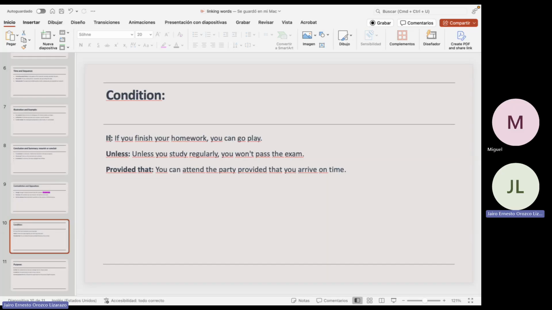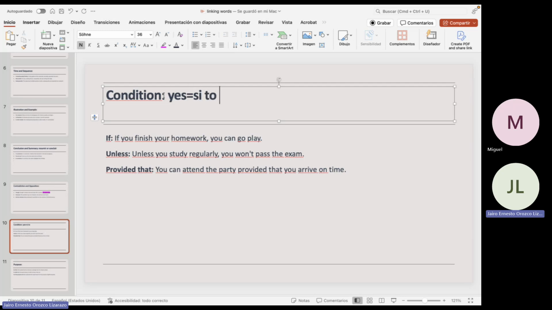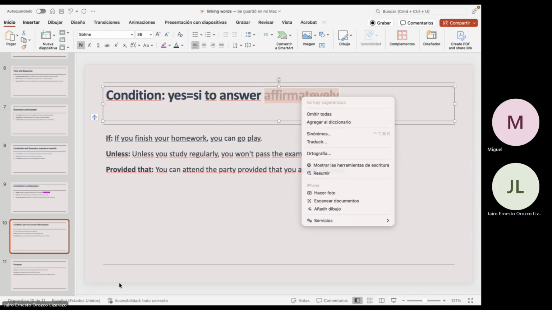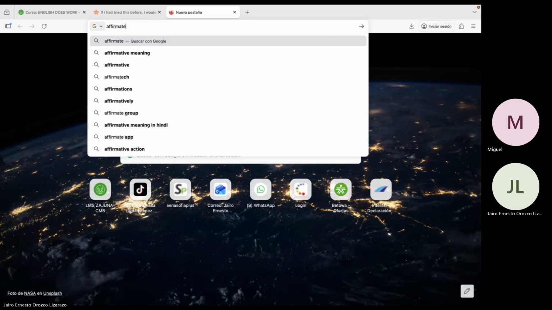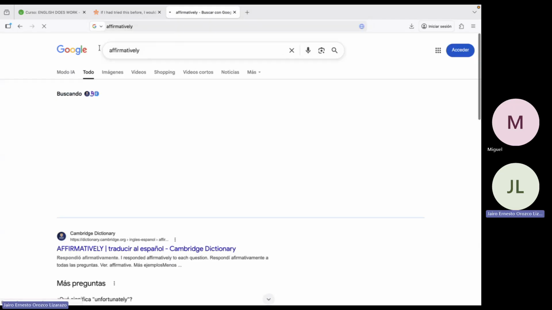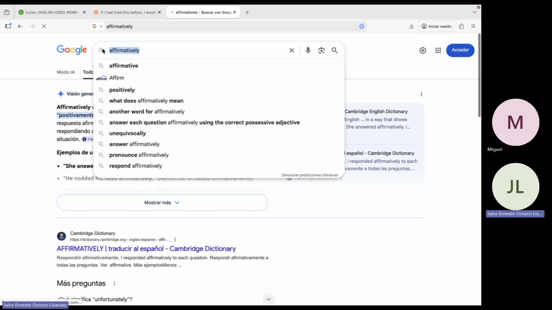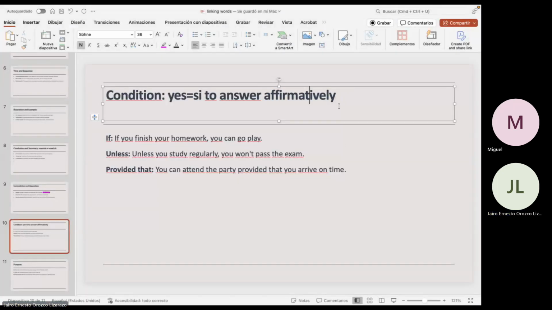Condition. If, okay, is not the same as yes. Okay, yes, to answer affirmatively. That's how you write it. I forgot how to write this. Affirmatively. Okay. To answer affirmatively or to answer in a positive way, right?